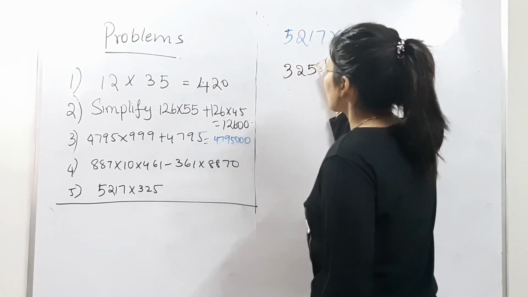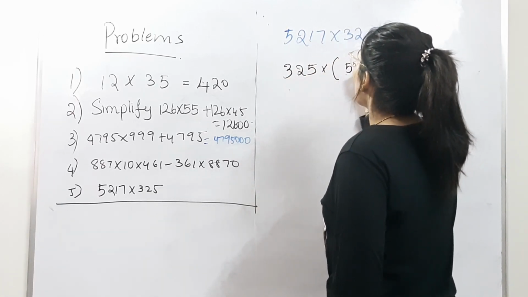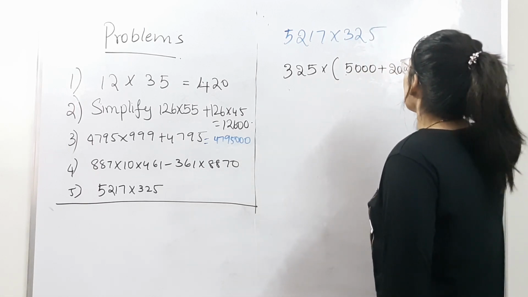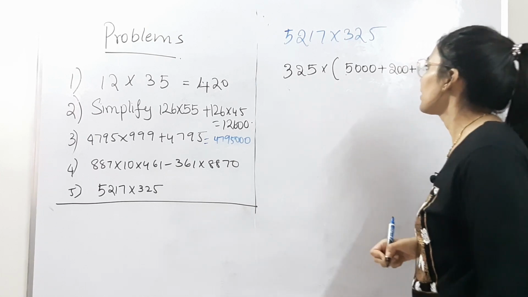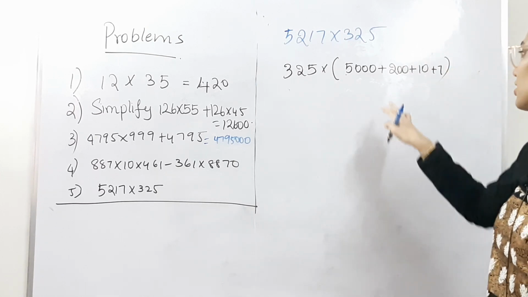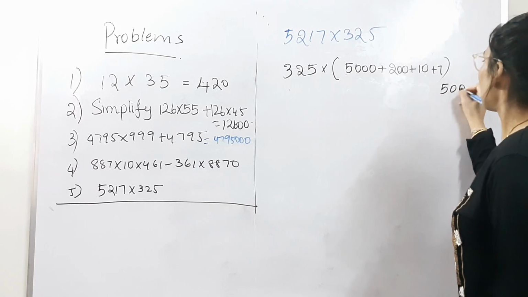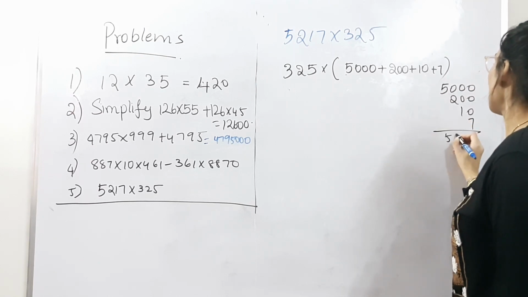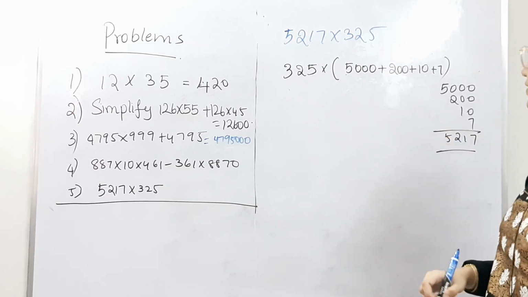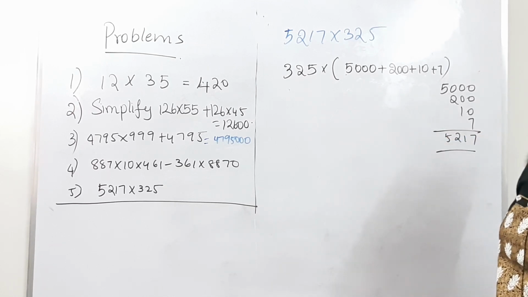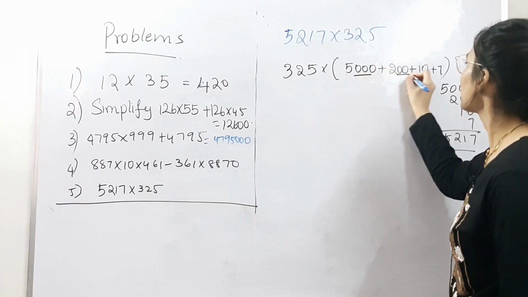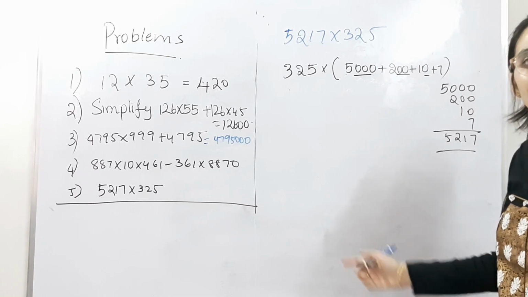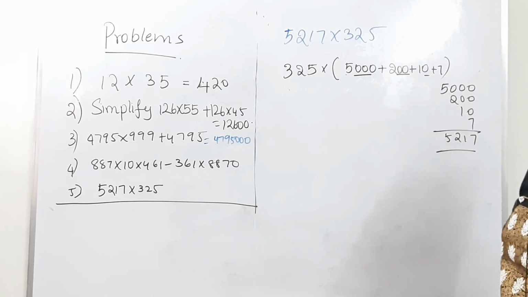Let's say 325 is the common number here. How do you write 5217? We write this as 5000, 200, 10 and 7. Can we write this like this? Yeah, so if you take this and add, it's nothing but 5217. Why are we simplifying this like this? So that we'll get zeros here and it's easy to multiply 325 into 5 and then add 3 zeros than multiplying the entire 4-digit and 3-digit number.